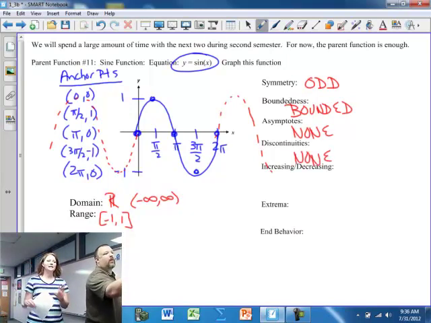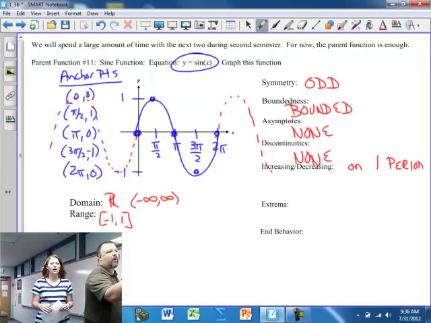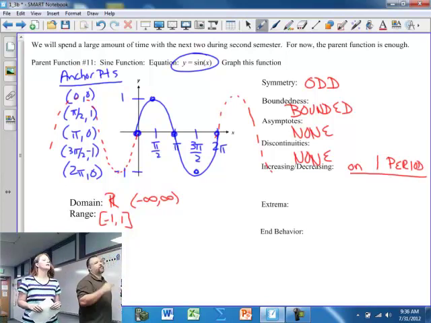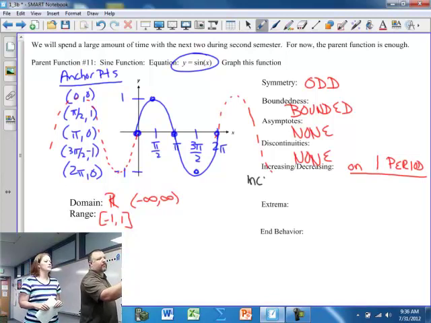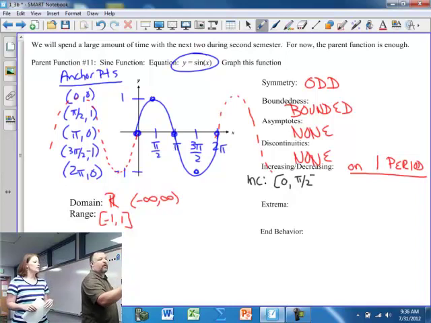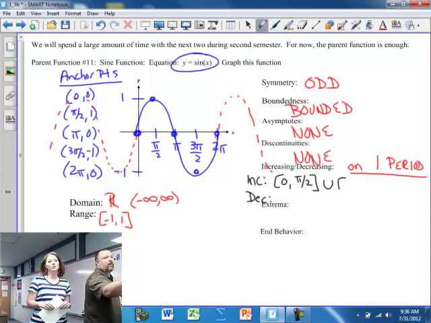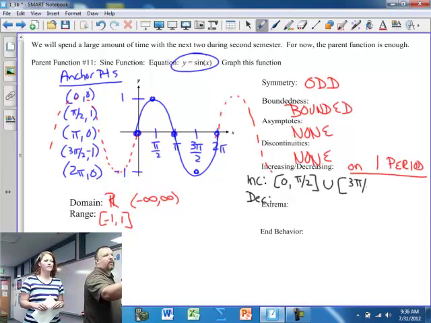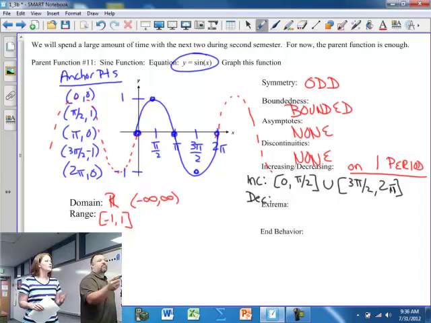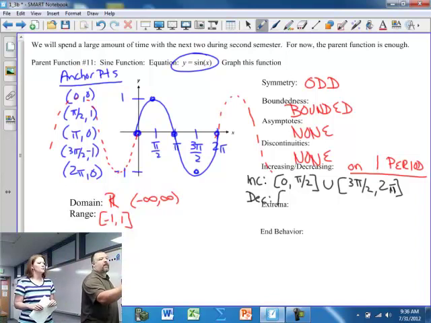But increasing and decreasing gets a little tricky, and so we're going to restrict to just one period. When we look at just the blue period that Mr. Leckie has drawn, we start off going up from 0 to pi over 2. So we would be increasing from 0 to pi over 2. And then we start going down for a little while, but at 3 pi over 2, we go up again to 2 pi. Now, of course, the function doesn't actually stop at 2 pi, but that's why we wrote down for one period. It decreases in the middle from pi over 2 to 3 pi over 2.